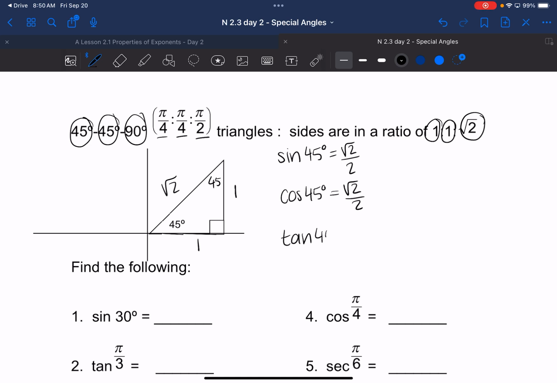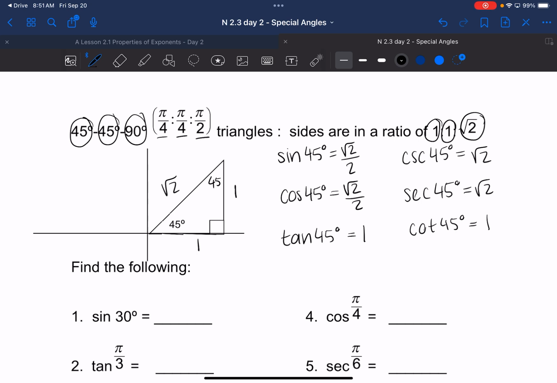All right, tangent of 45 degrees. This is y over x, which is just going to be 1. Okay. And then we need their reciprocals. So cosecant of 45 degrees. So this is r over y, which would just be square root of 2. Secant of 45 degrees would just be square root of 2. And cotangent of 45 degrees is 1.